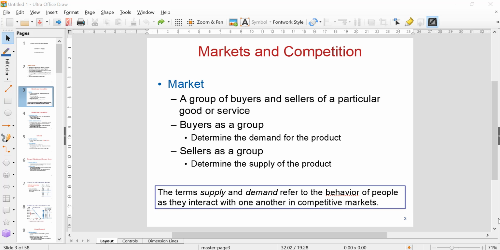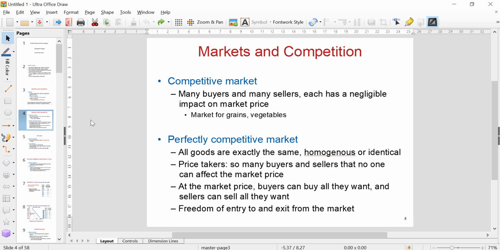Buyers as a group determine the demand for the product, while sellers as a group determine the supply of the product. Now, the terms supply and demand refer to the behavior of people as they interact with one another in a competitive market. Now we will define competitive markets in the next few slides.